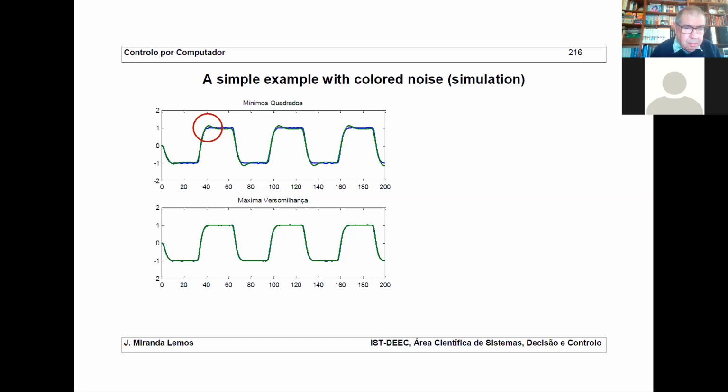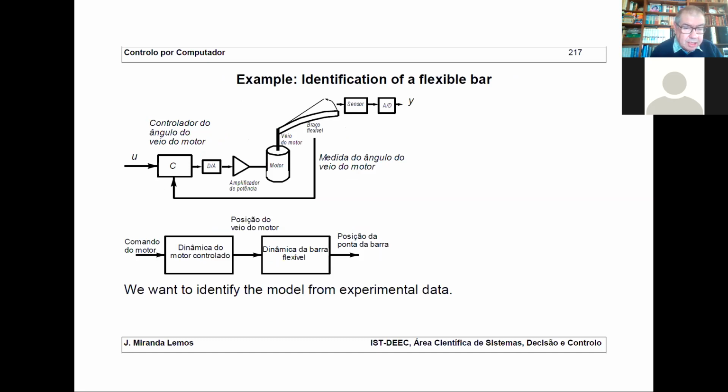Let's see a more interesting example related to your work. It's not exactly your work, because in this example I'm assuming that I control the motor with an inner loop. There is a measurement of the motor shaft. Shaft means veio do motor. So I measure the motor shaft angle and I do a feedback. And I have here a PID controller, or a PI controller.